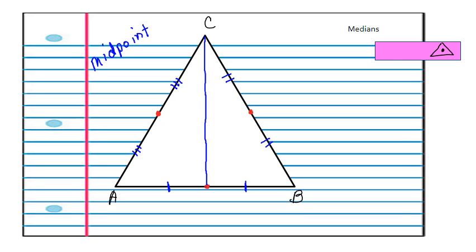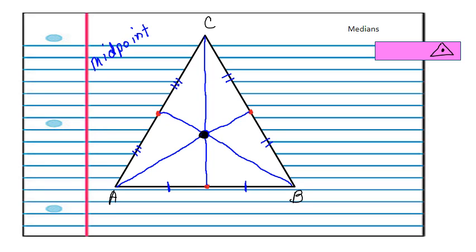And same thing for between A and C. I'm going to start from that midpoint and run it to the opposite angle. And from C to B, same thing. Just going to run it to the opposite angle. And you'll see that they all meet at one place, the centroid.